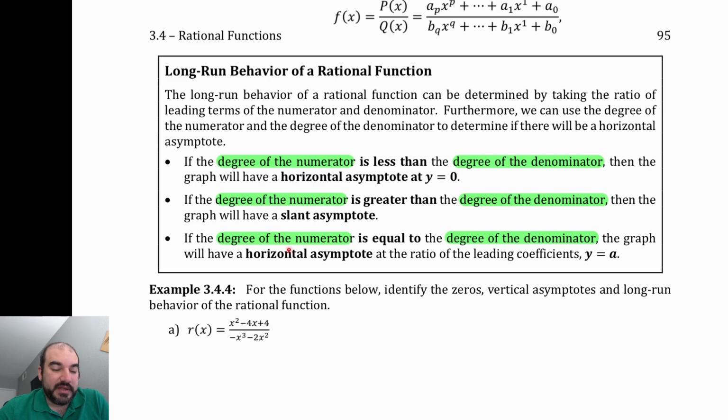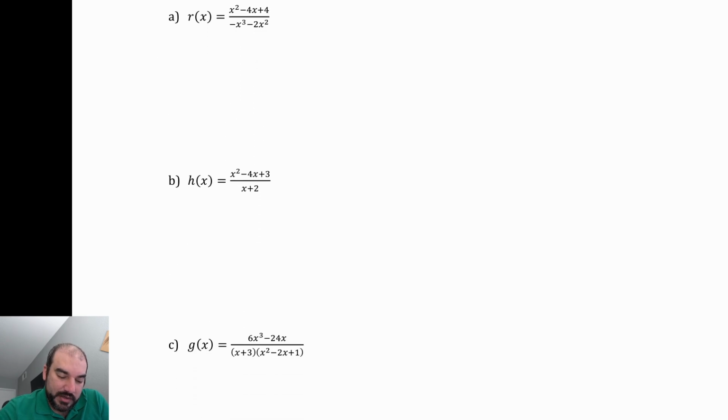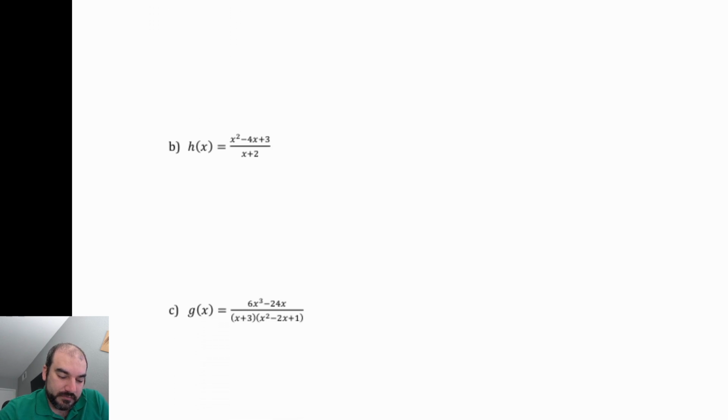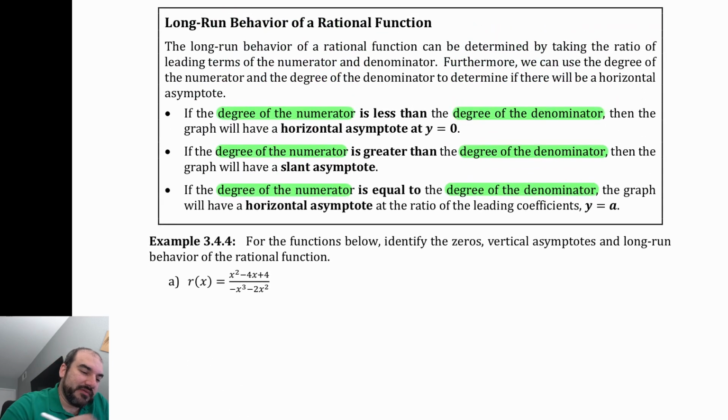And then finally, if the degree of the numerator and the degree of the denominator are the same, so if we have like a quadratic on top and then a quadratic on the bottom somehow, then the horizontal asymptote is the ratio of the leading coefficients. Meaning, we take the leading coefficients. So let me find an example of that here. Actually, I don't want to find an example of that there. Let me write a new example here.